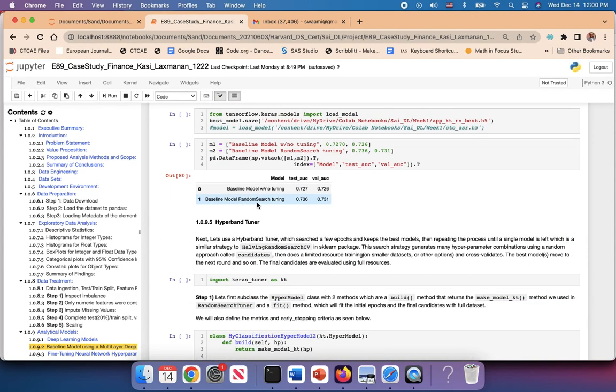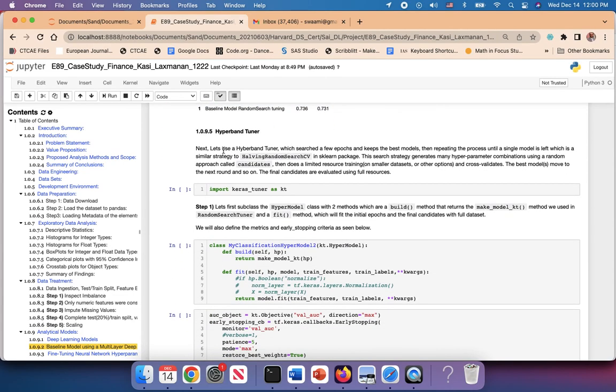So as you can see, the random search tuner did pretty well when we compared with the baseline model. Next, we'll move on to the hyperband tuner. The hyperband tuner is a slight variation of the random search tuner, where it searches for a few epochs and keeps the best epoch in each search. It uses a strategy similar to the halving random search CV strategy in the sklearn package.